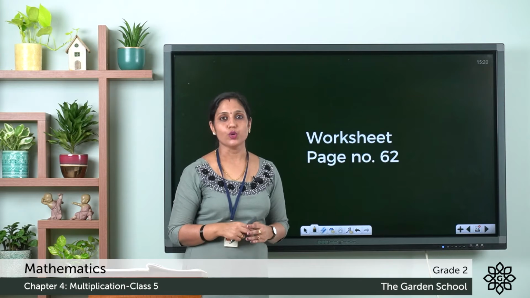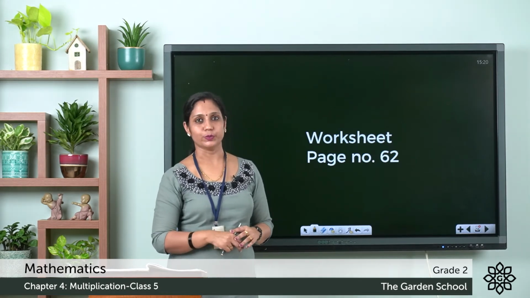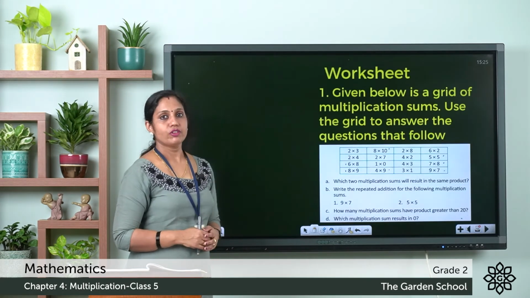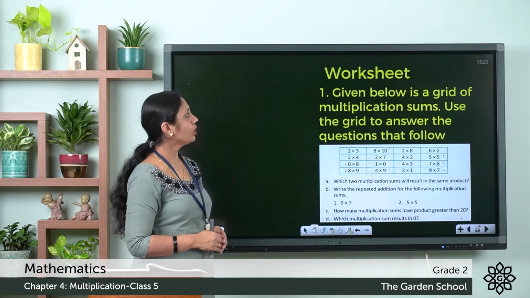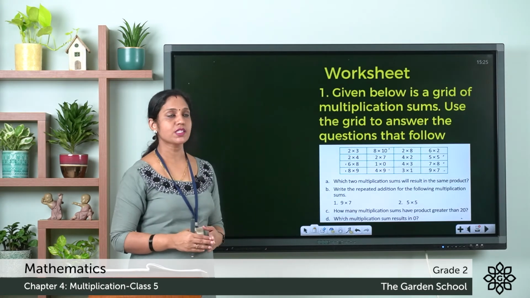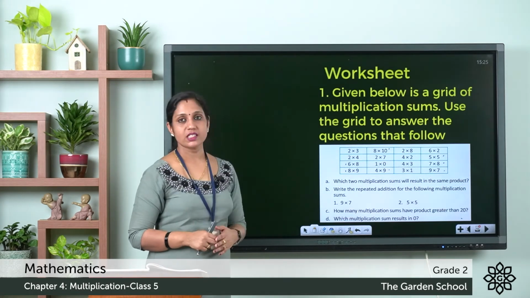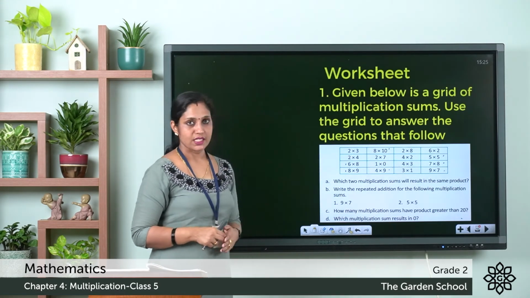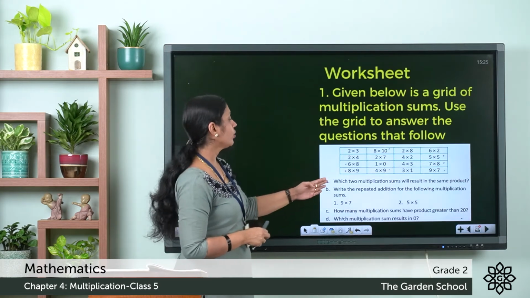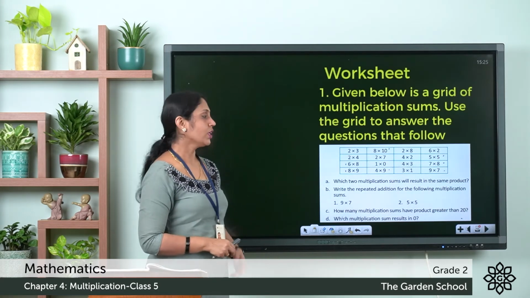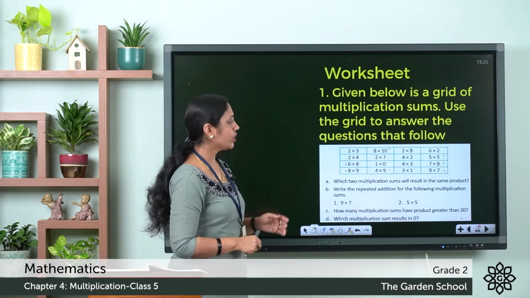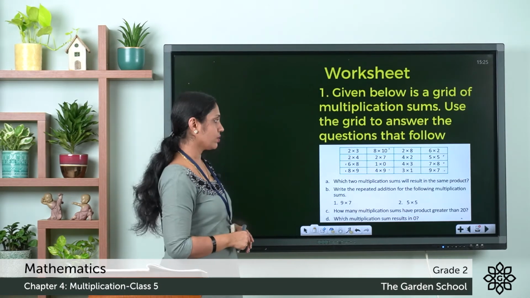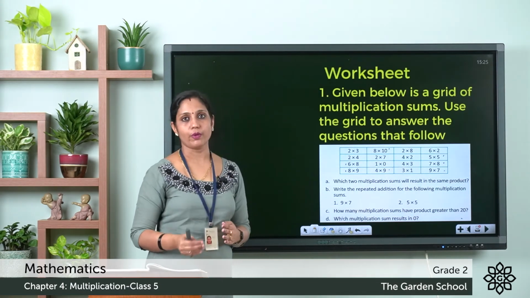Next, let's move on to worksheet page number 62. So look at the first question. Given below is a grid of multiplication sums. Use the grid to answer the questions that follow. So here you can see some multiplication sums are given, and after that you need to answer some questions. So the first question: which two multiplication sums will result in the same product?